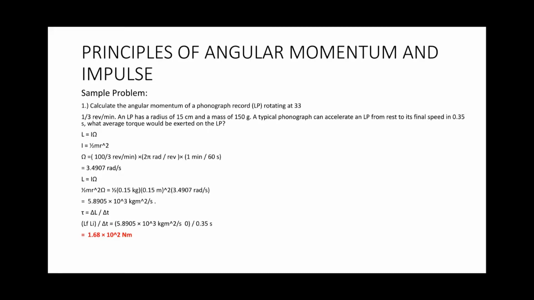Thus, we find the angular momentum of the LP to be L equals I times omega. This is equal to 1/2 mr squared times omega. Then substitute it: 1/2 multiplied by 0.15 kilograms multiplied by 0.15 meters squared multiplied by 3.4907 rad per second. This will be 5.8905 times 10 raised to negative 3 kilogram meter squared per second.